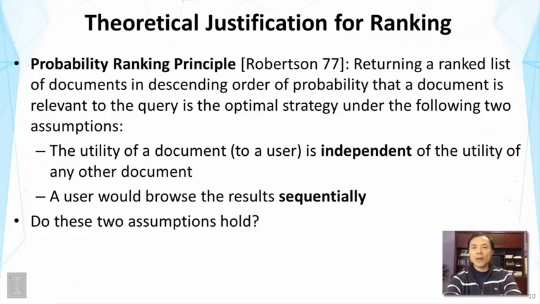Now, it's easy to understand why these two assumptions are needed in order to justify the ranking strategy. Because if the documents are independent, then we can evaluate the utility of each document separately. And this would allow us to compute the score for each document independently. And then we're going to rank these documents based on those scores. The second assumption is to say that the user would indeed follow the ranked list. If the user is not going to follow the ranked list, is not going to examine the documents sequentially, then obviously the ordering would not be optimal. So under these two assumptions, we can theoretically justify that the ranking strategy is in fact the best you could do.